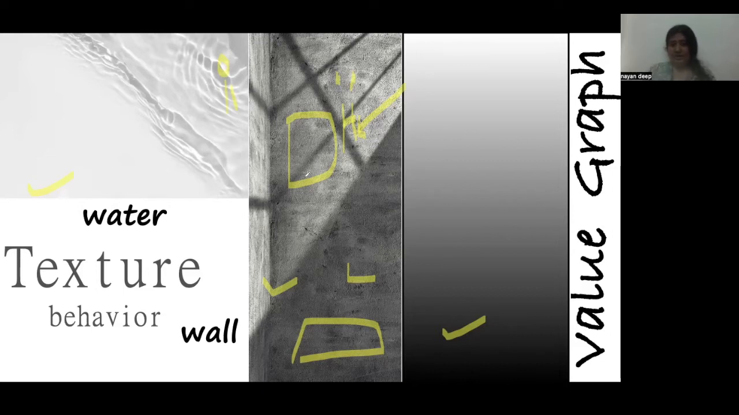So this is cool texture, this is warm texture, and this is rough, and this is not rough, this is fluid texture. Fluid texture is again slippery. So how do they make colors brighter? Fluid or cool textures make color brighter, and warm or rough textures make the same color appear darker. That is the texture behavior. Do you understand? It is a very important topic, the texture behavior.